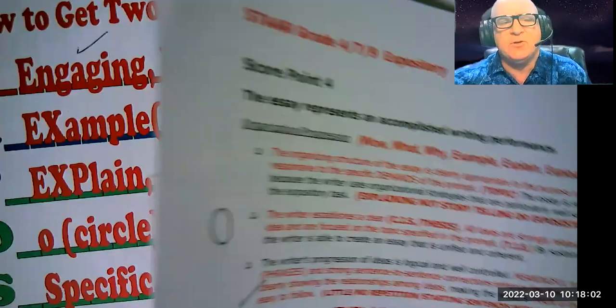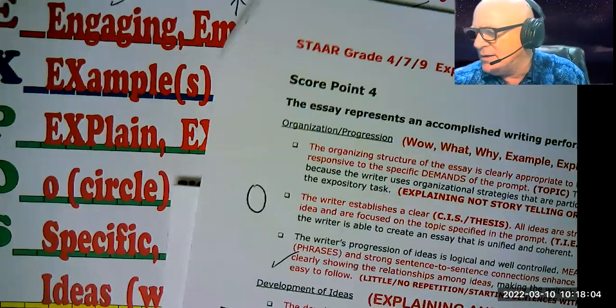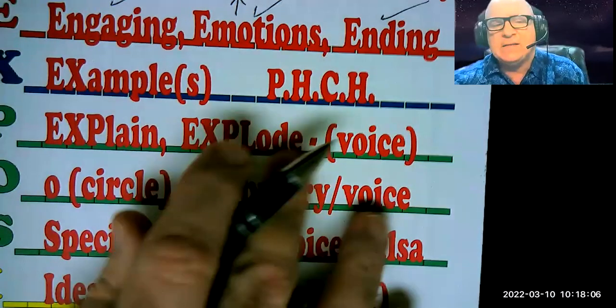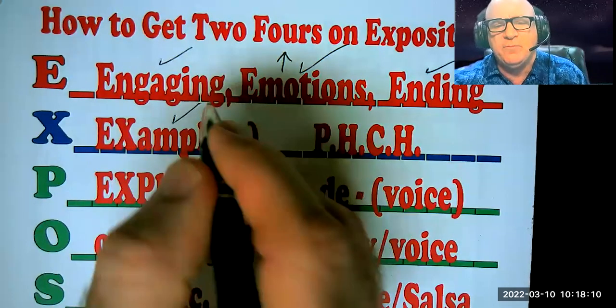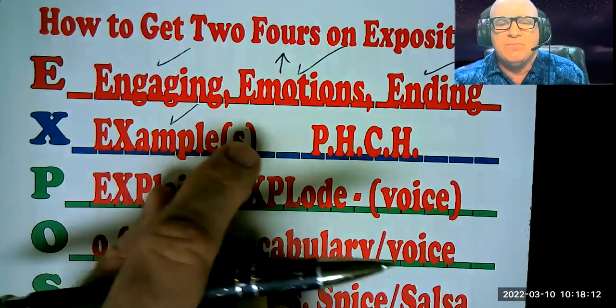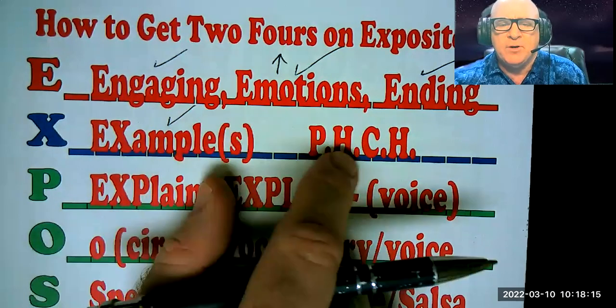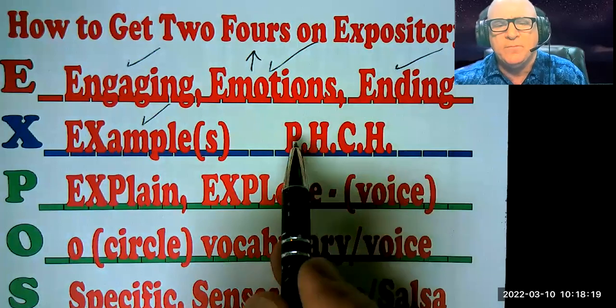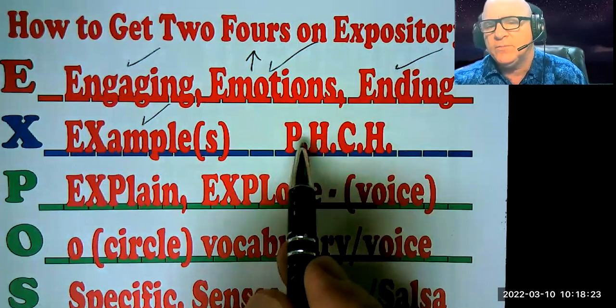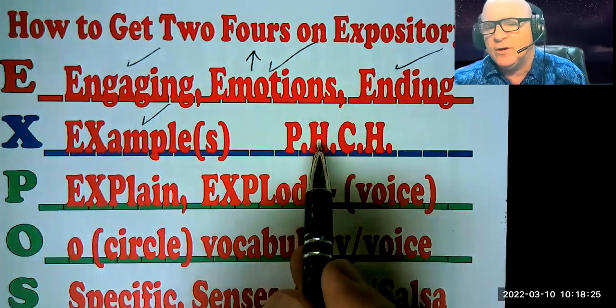Example. So the first two letters of expository are EX. So what example or examples can you give? And I have PHCH, which stands for personal: it really did happen to me or someone I know. Hypothetical: it did not happen, but it could. A current event, or historical.